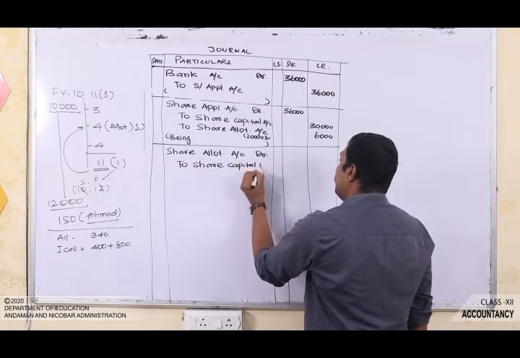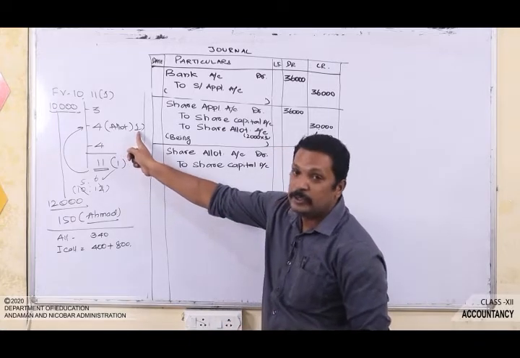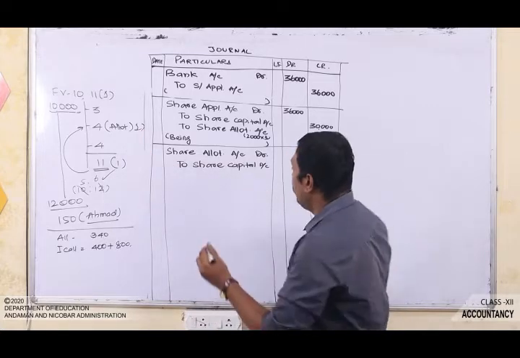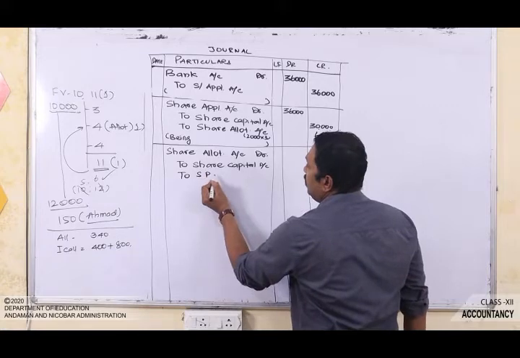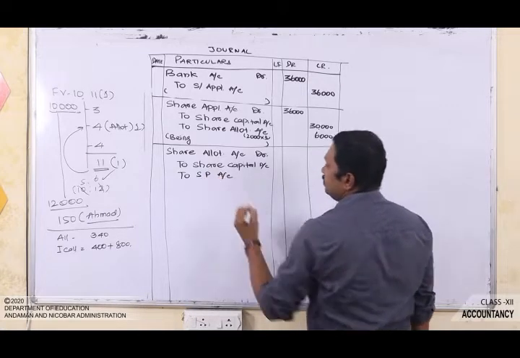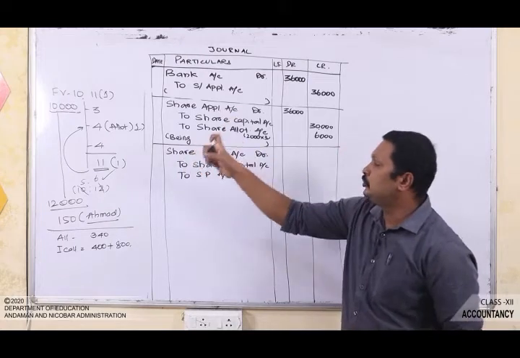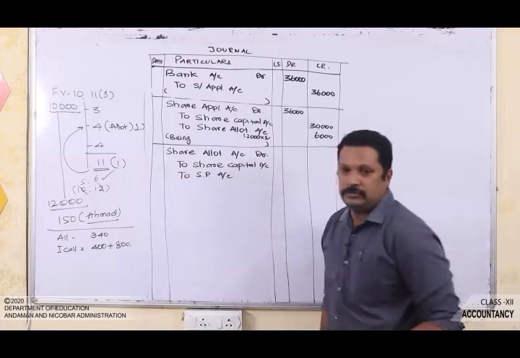Check whether premium is given or not. Yes, it has premium. So we have to add one more entry, that is to securities premium account. So what is that entry? Share allotment account debit to share capital, to securities premium account.